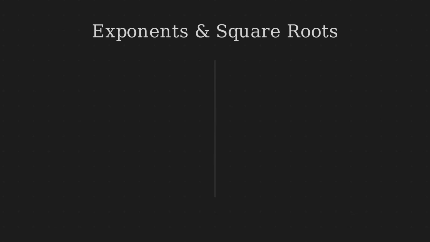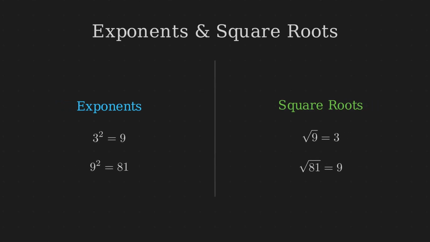Exponents and square roots are two of the most important tools in mathematics. Exponents give us a way to express repeated multiplication efficiently, and square roots give us a way to work backwards from a result to find the original value. Together with the 8 laws we covered today, you now have everything you need to work with powers and roots in any expression.